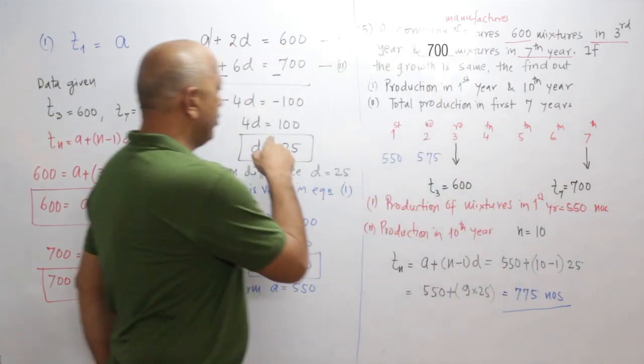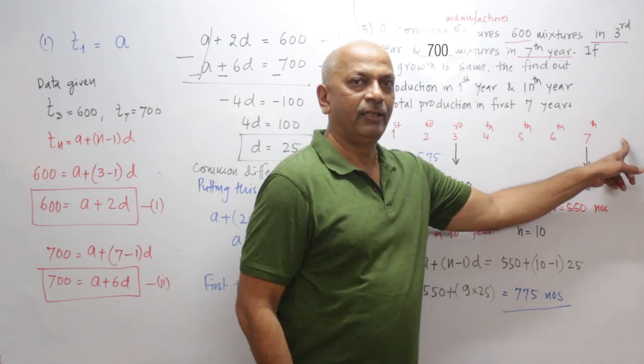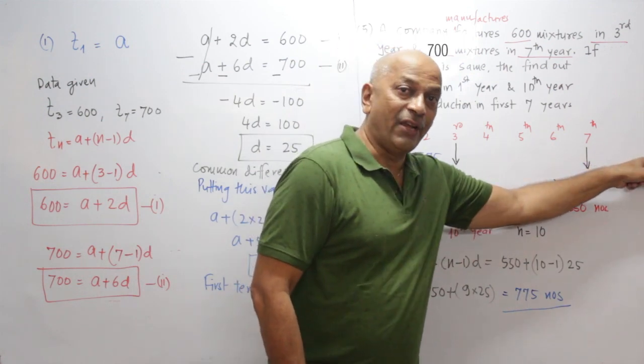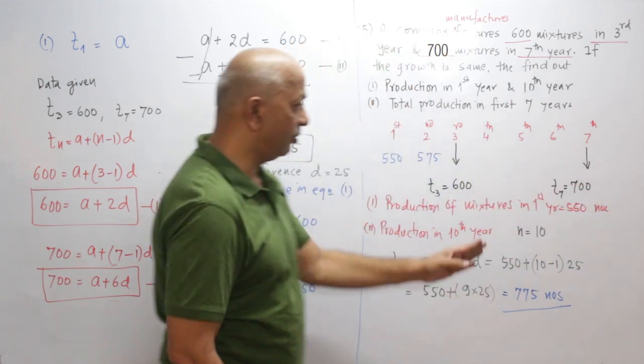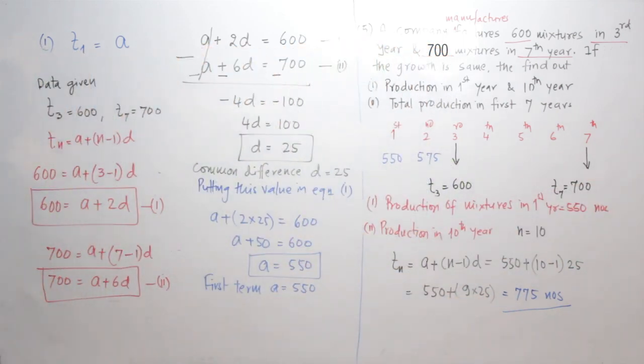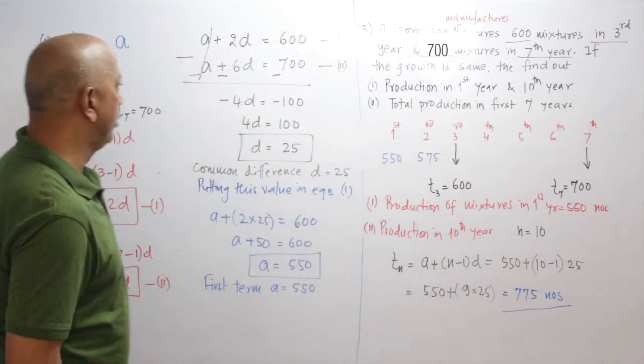7th year 700, common difference 25, 8th year 725, 9th year 750, 10th year 775. So that is the meaning of this one. Right? And another question is asked: what is the total production in first 7 years?